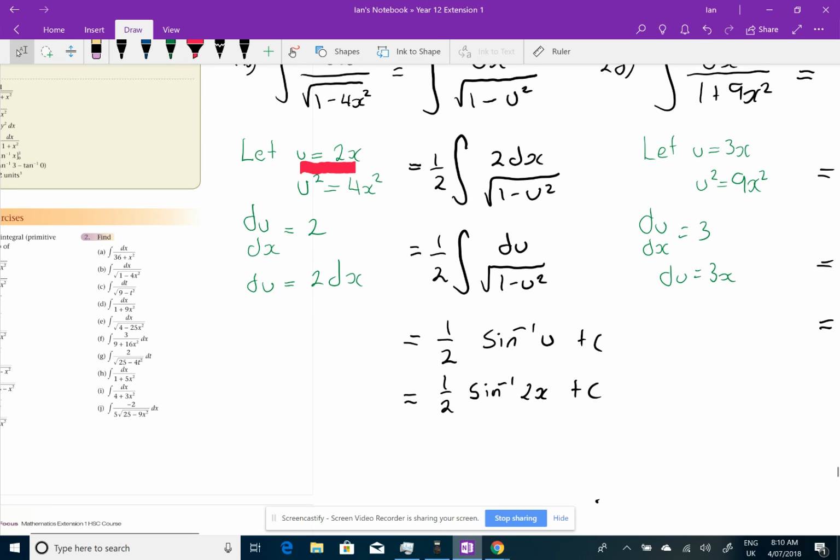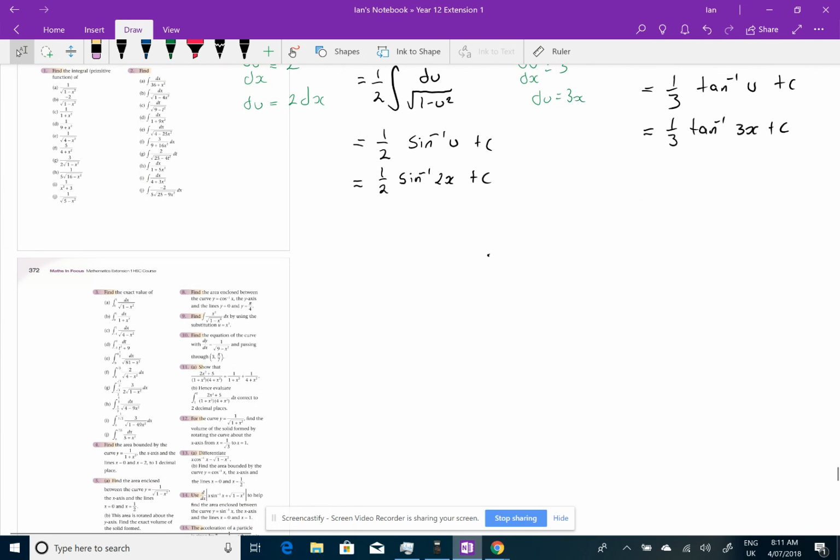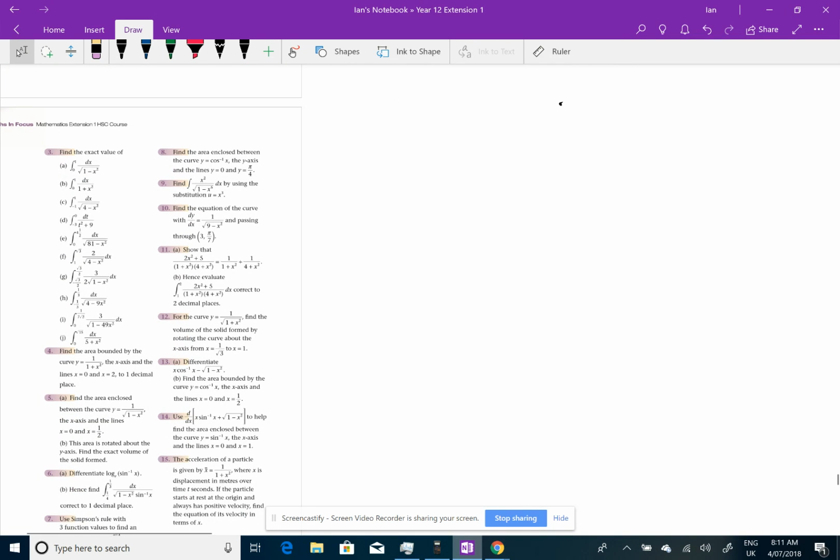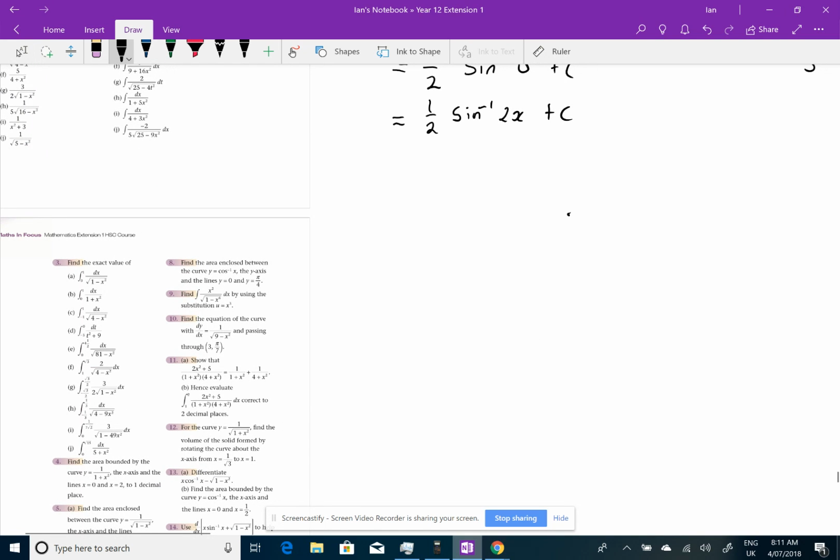Righto. Let's have a look at another one. And here's another one I did in class today. So it was 3h. And it was a bit difficult because now we wanted these exact values. So 3h, I've got 1/3 and negative 1/3. And I've got dx on the square root of 4 minus 9x squared.